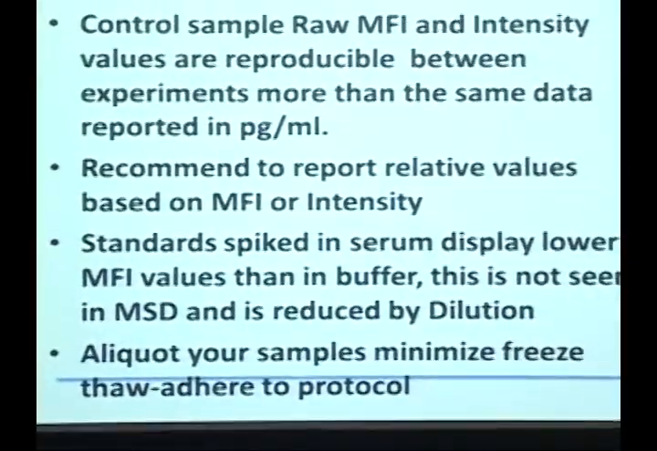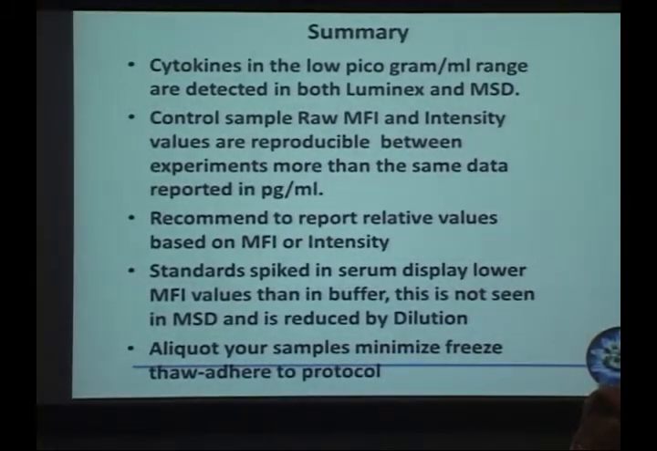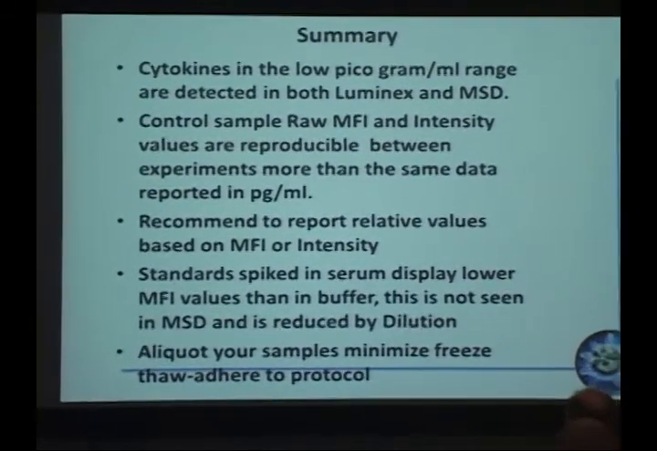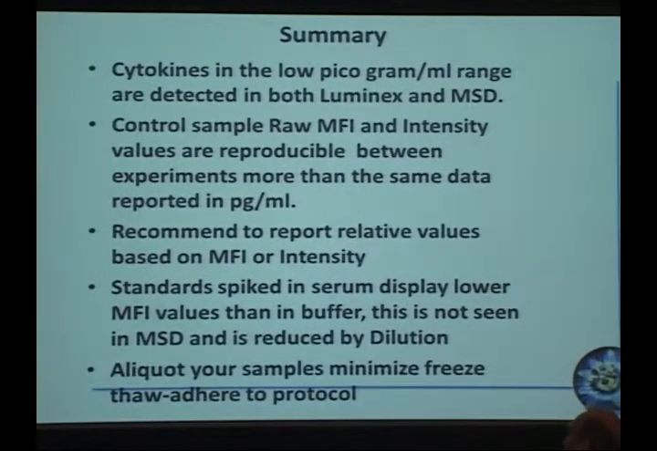Just to summarize what we've been talking about, I think we can detect cytokines in the picogram range. Our control sample offers us a way to follow reproducibility over time. We see that it's much more reproducible looking at the raw signal, meaning median fluorescence intensity, versus the picogram per mil. However, you do get the picogram per mil data. We actually recommend to report the relative quantitation of the values in your samples.